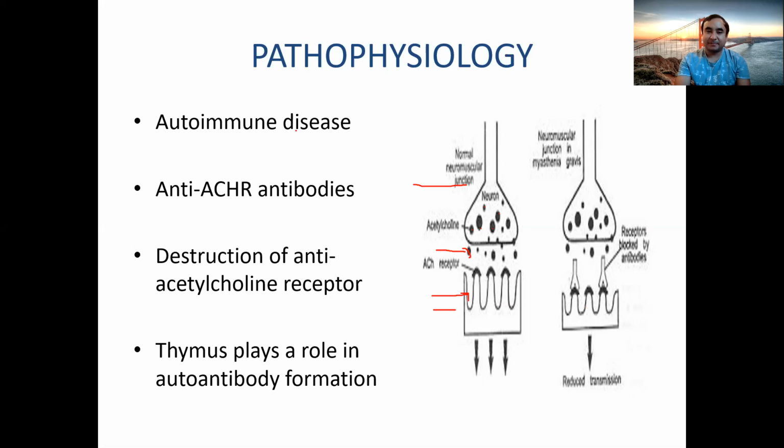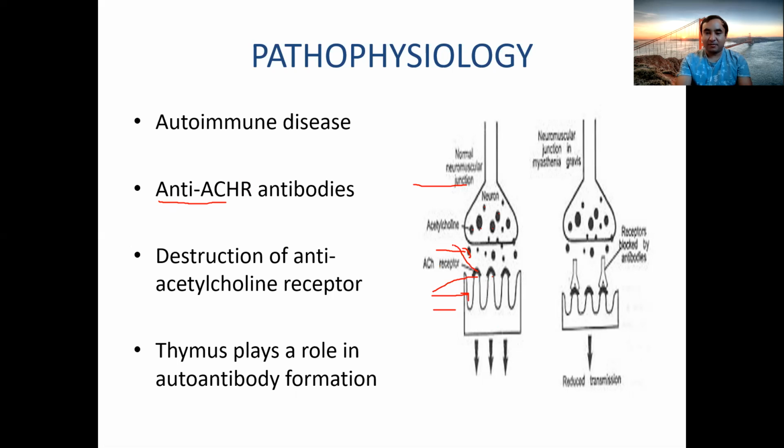But what happens in Myasthenia Gravis is that it is an autoimmune disease, meaning a condition where there is formation of antibodies against one's own cells. These are the anti-acetylcholine receptor antibodies. There are other antibodies as well, like anti-MuSK antibodies, muscle specific kinase antibodies. But most of the time we get anti-acetylcholine receptor antibodies. So there will be antibodies formed against this receptor.